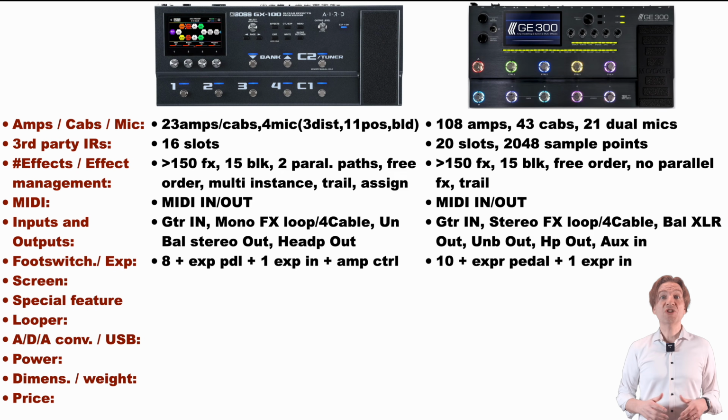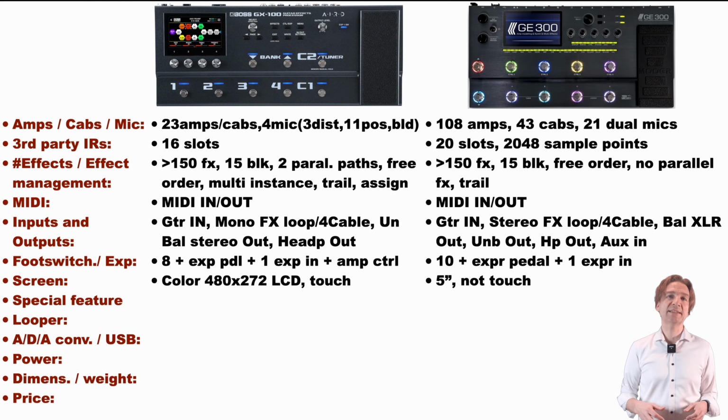The screen of the GX100 is touch sensitive, whereas the one of the G300 is a standard colorful screen that is not touch sensitive. Obviously, the touch sensitive screen of the GX100 makes the unit pretty easy to use, and actually I was able to find a really good lead tone pretty quickly and easily. You can check out the tone I'm referring to in my demo review of the GX100 that you can check out in the card above or description below.